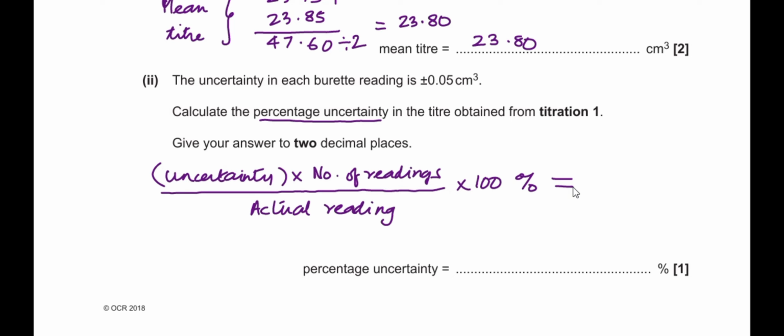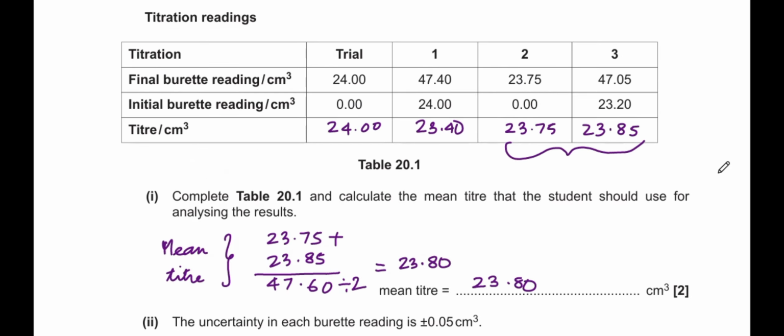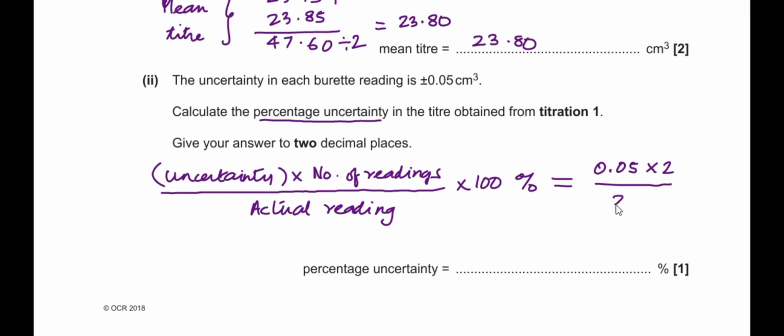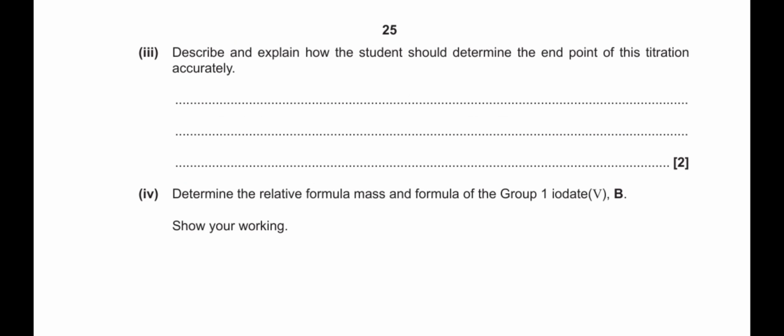So that's equal to, in this case, the uncertainty is 0.05 times the number of readings is 2, divided by the actual reading for titration 1, which is 23.40, times 100, and that gives us 0.4273. To 2 decimal places it is 0.43. Next part of the question.